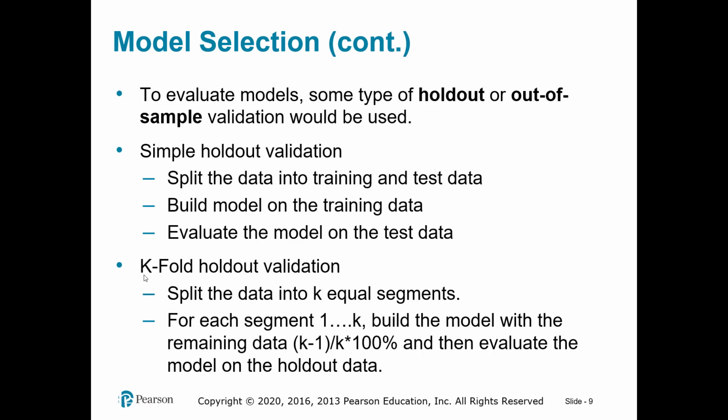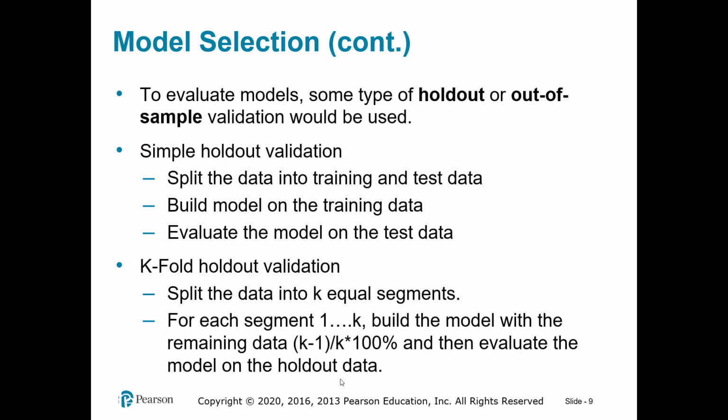And slightly more complicated, we have something called k-fold holdout validation. The disadvantage with simple holdout validation is that when we're building the model, we're losing 50% of the data. So the idea with k-fold validation is we want most of the data in our training data set. So we split the data into k equal segments. For each of these k segments, say for example we set k equals 10, we take segment 1, which is 10% of the data. I build the model on the remaining 90% of the data, and then evaluate the model on this 10%.